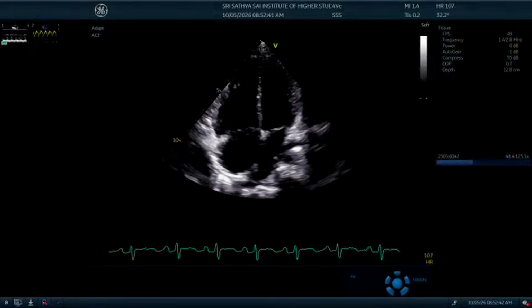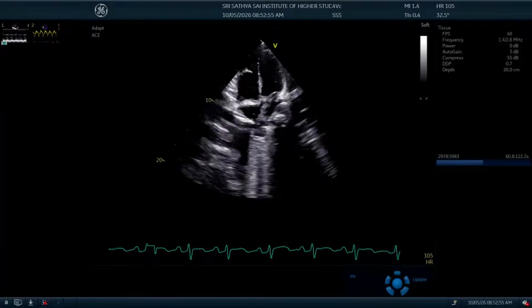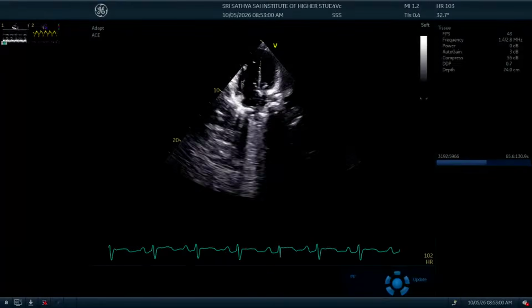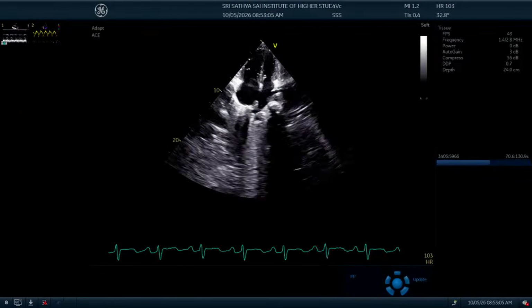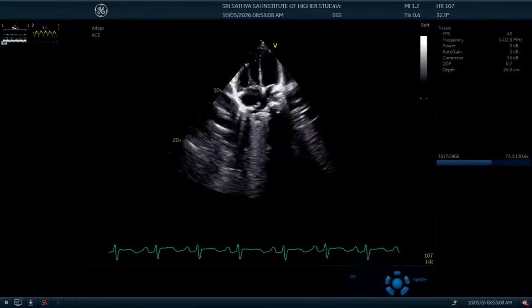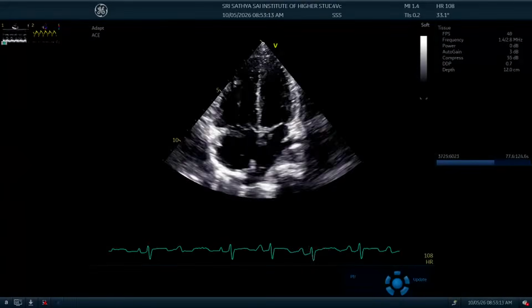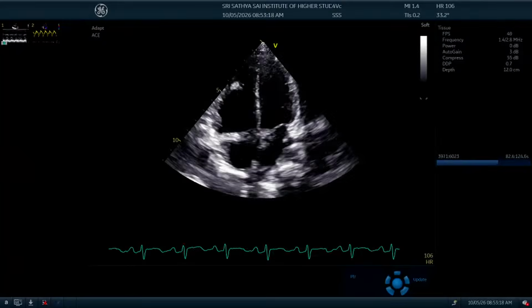Coming to the goal of gain: the balanced grayscale, where fluid is black and tissue is distinct with shades of gray. Coming to the next one, that is depth. Depth is field of view. Adjusting the depth adjusts how deep into the body the ultrasound machine looks. ROI, region of interest, is to always keep the heart or specific structure centered on the screen. Usually the goal of depth is that the structure of interest should occupy 75 to 80% of the screen.